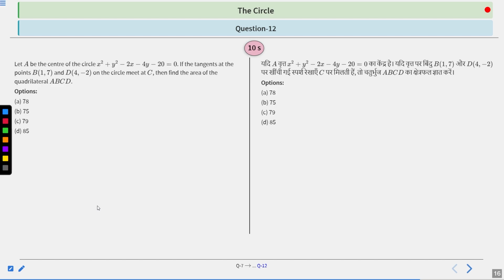Now, at the points B(1, 7) and D(4, minus 2), we are drawing tangents on the circle which meet at C. Clear? So first we will try to draw the circle with the two different points B and D, and try to find the coordinates of point C at which the two tangents meet. If we find the coordinates of all the points, we can easily get the area of quadrilateral ABCD, right? So in this way, you can try to approach this question. You have 10 seconds to solve or think about this question. After 10 seconds, we will discuss the solution part, right?